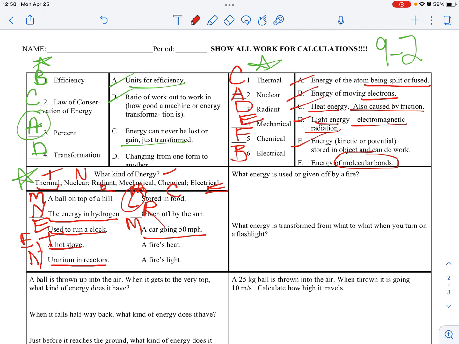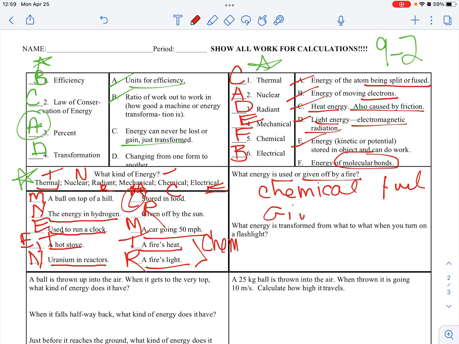Our last two are a fire's heat and a fire's light. So we're going to think that the heat is going to be attributed to thermal and the light is going to be attributed to radiant. Both of these are going to come out because of burning, which is chemical. So what energy is used up or given off by a fire? So we have chemical energy that's from our fuel, and we give off light and heat.